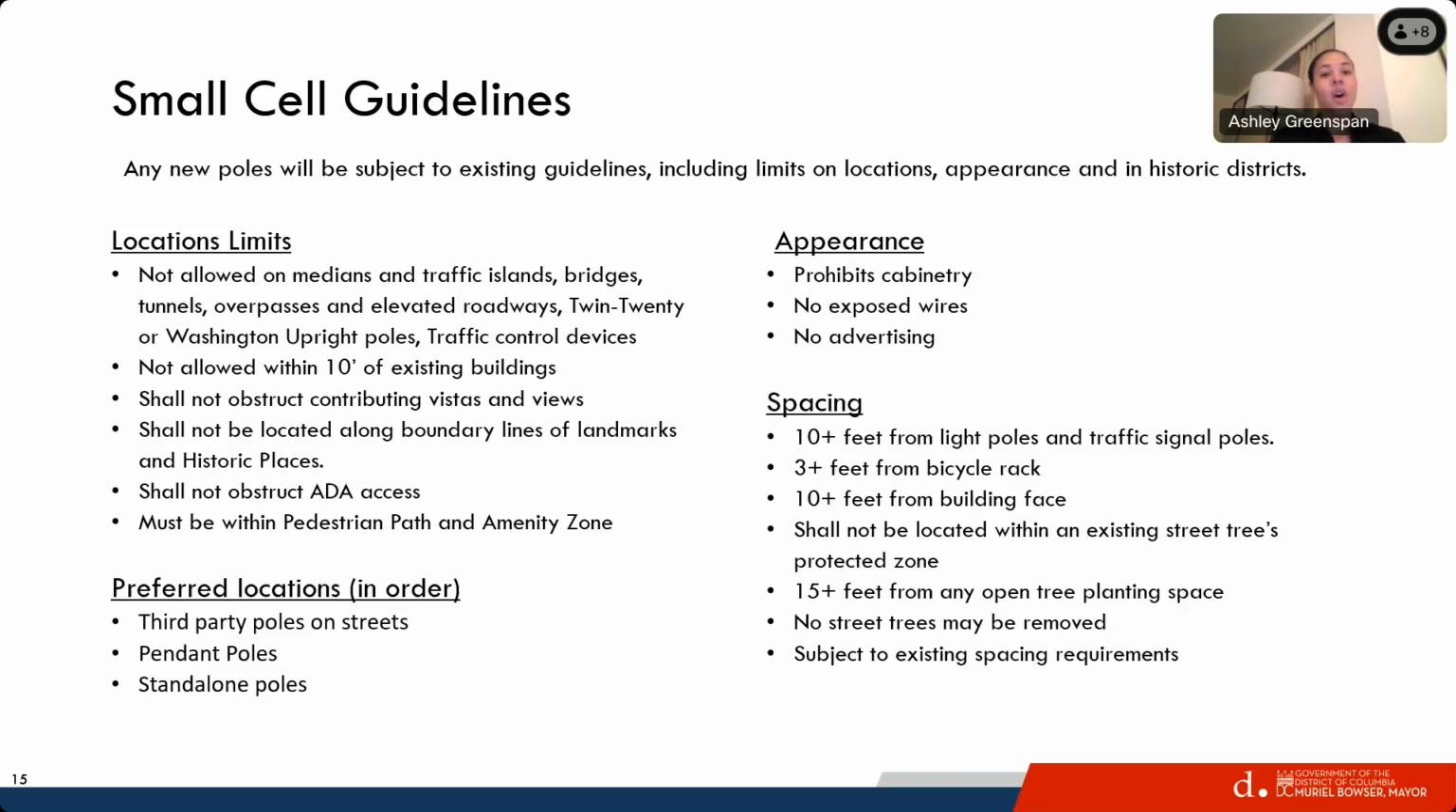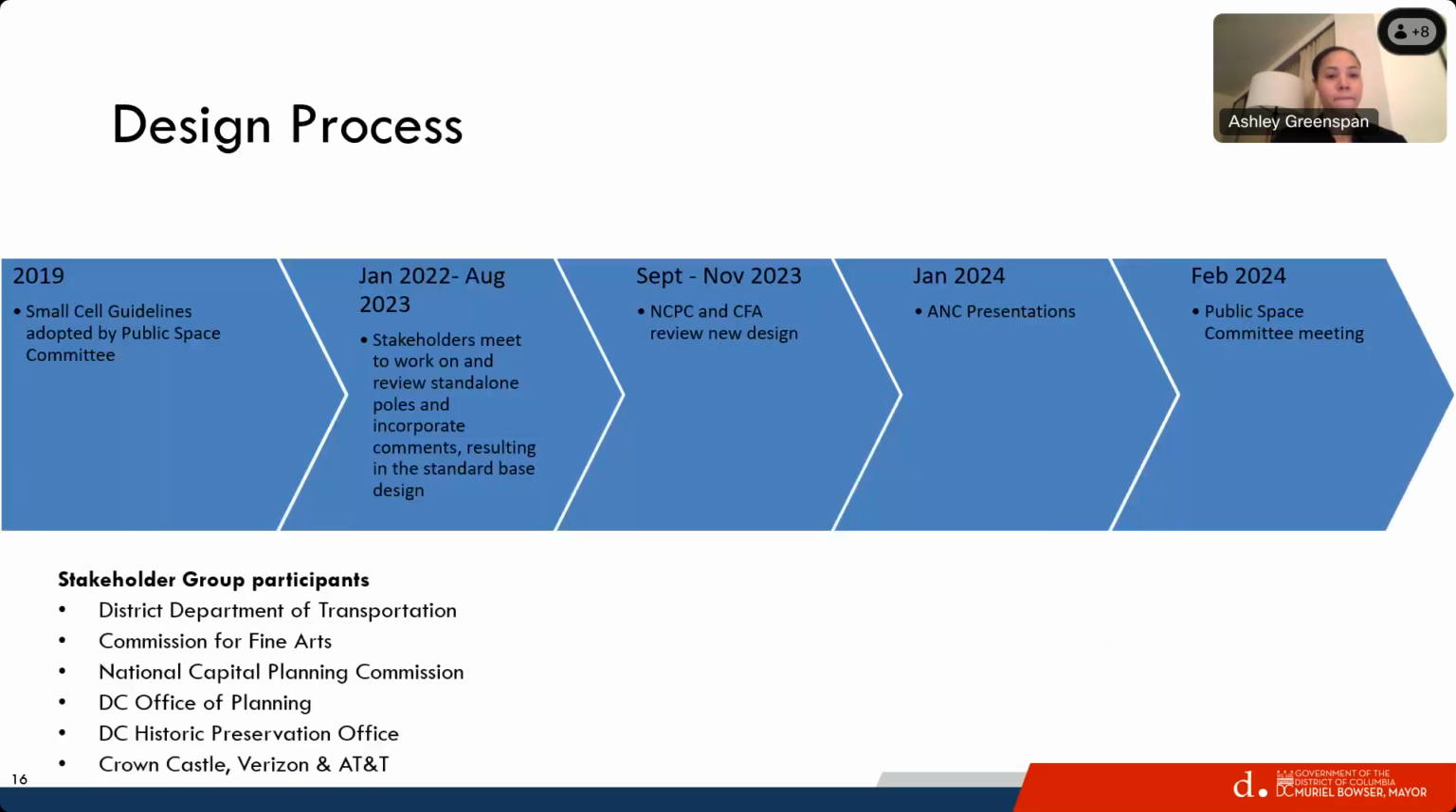Small cells are not allowed on medians and traffic islands, bridges, tunnels, overpasses, or elevated roadways. They're also prohibited on certain light poles, including Twin 20 and Washington upright poles, and on sidewalks and right-of-ways immediately adjacent to federal property or federal reservations. Exposed wires are prohibited except on utility poles, and advertising is also prohibited. And we must maintain setbacks from elements such as buildings, tree zones, and bike racks.